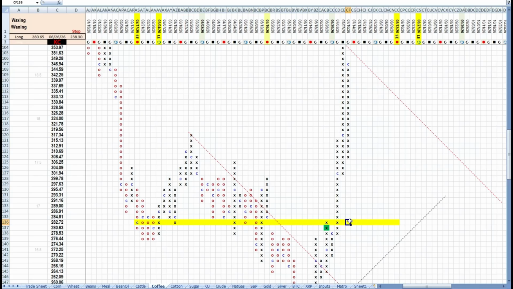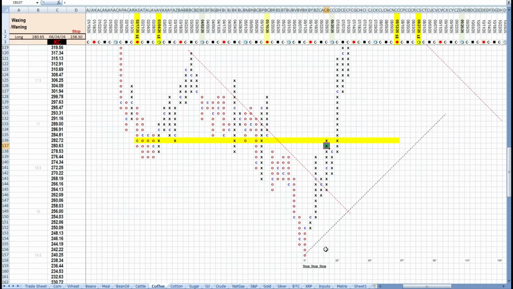Now, that would be kind of more bullish than bearish, in my opinion. There's a good level of support there. We bought it here on the go, and our stops are under the lows, which kind of suck.